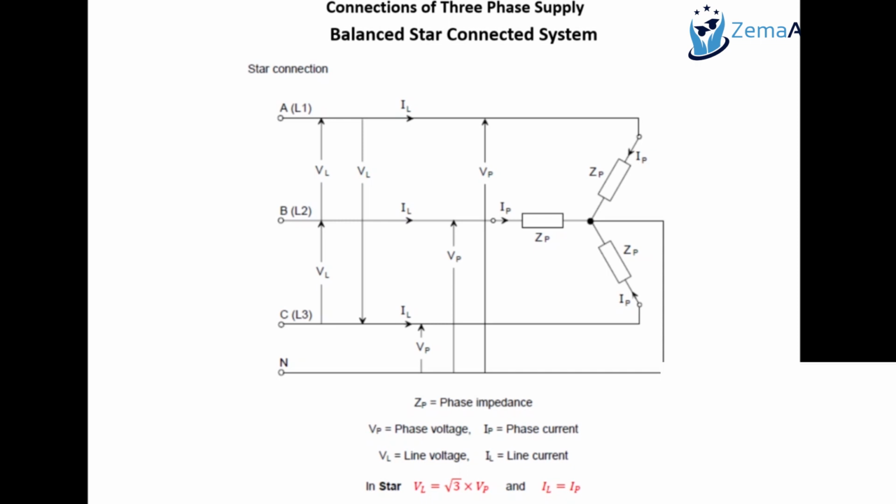the tolerance, then your line voltage is 415 volts. So 415 volts is your line voltage, and your phase voltage, for example, is 240 volts.